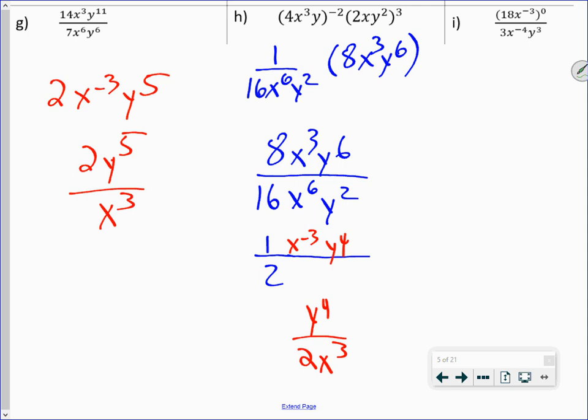This last one, remember, anything raised to the 0 power is 1. So that just leaves me that. And a negative exponent on the bottom means it should be written on the top. Remember, in your final answer, there should be no negative exponents.